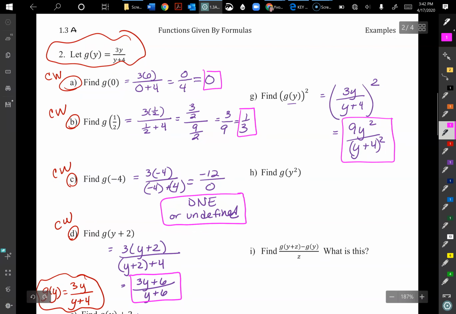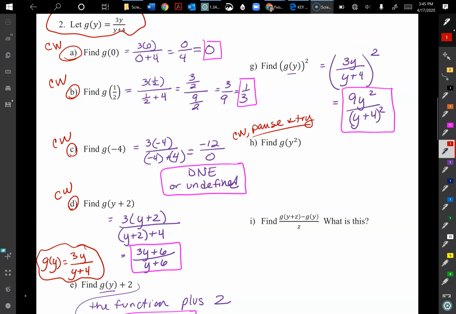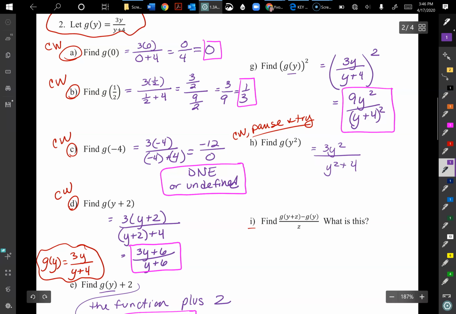Okay, now let's take a look at how that one differs from h, which is g of y squared. For this one, find g of y squared. I want you to pause and try that one on your own. So it's labeled CW, and then you can go back and check it. I'm going to move on to letter I momentarily, but just pause the video and try H. Okay, so the answer for H, you're just going to plug in y squared wherever you see y, and that is it for that one.